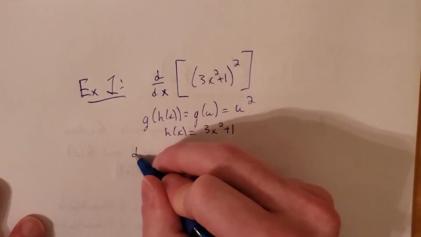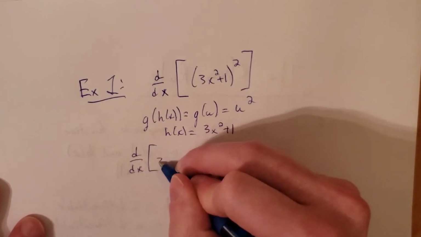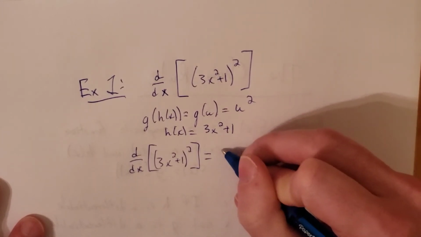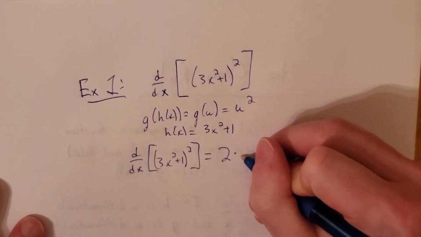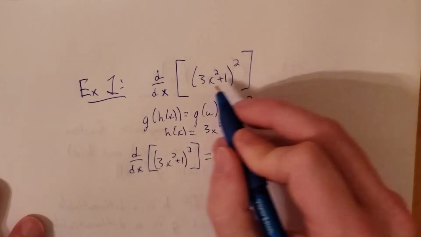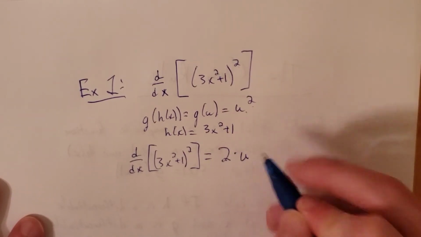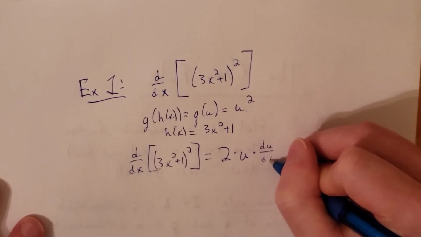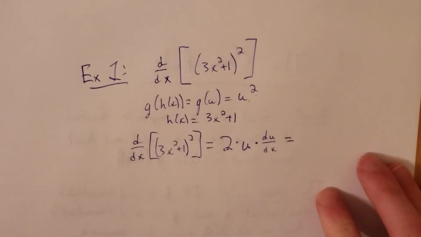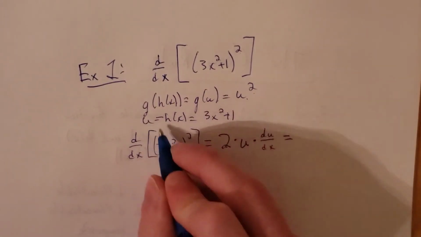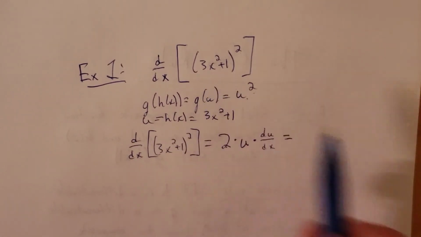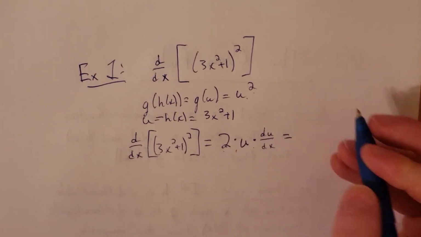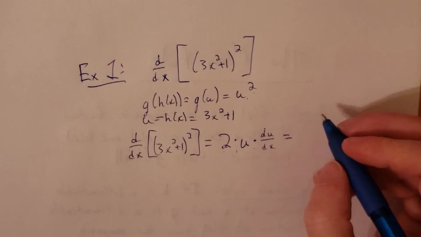So the derivative of quantity 3x squared plus 1 squared is 2 times u, right? What's the derivative of u squared? That is 2 times u. But then we have to multiply by the derivative of u with respect to x, right? Where again, u is this h of x, which is the 3x squared plus 1. That's our inside function. So our derivative of u squared is 2u times du dx here. That's what our chain rule says.